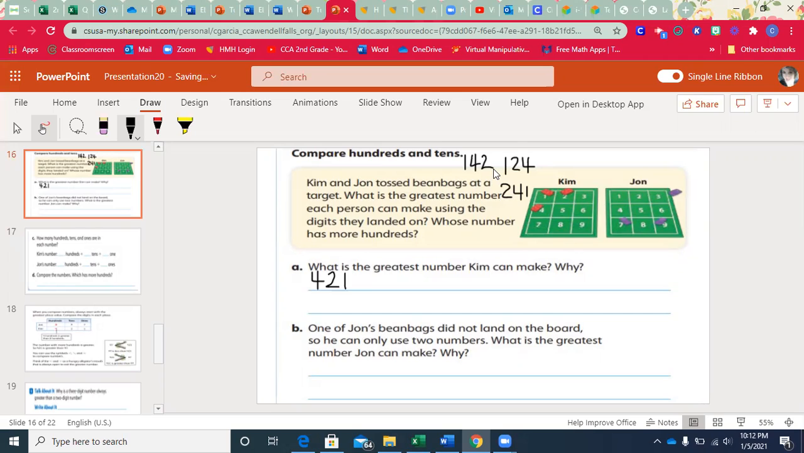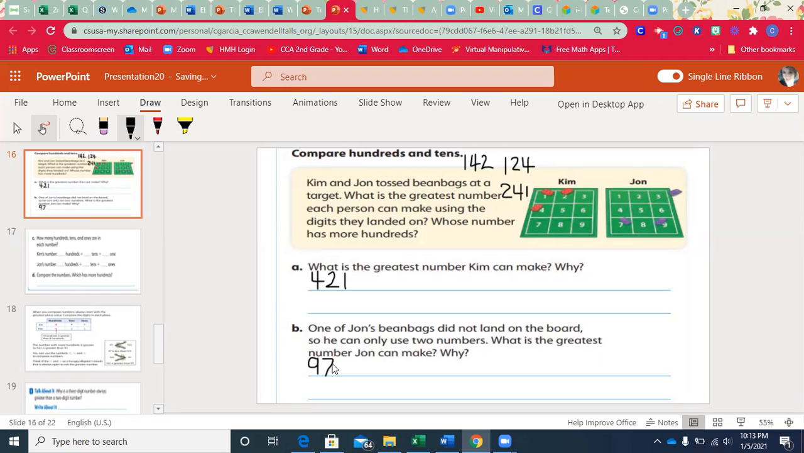The B section says one of John's beanbags did not land on the board. If you look at his two blue, or maybe those are purple, beanbags, one of them did not land on the board, so it doesn't count. So he can only use two numbers. What is the greatest number that John can make? It looks like he's got a 7 and a 9. He's going to want the greater number in the tens place, which would be the 9, and his other number will be in the ones place. So the greatest number that he can make is 97.